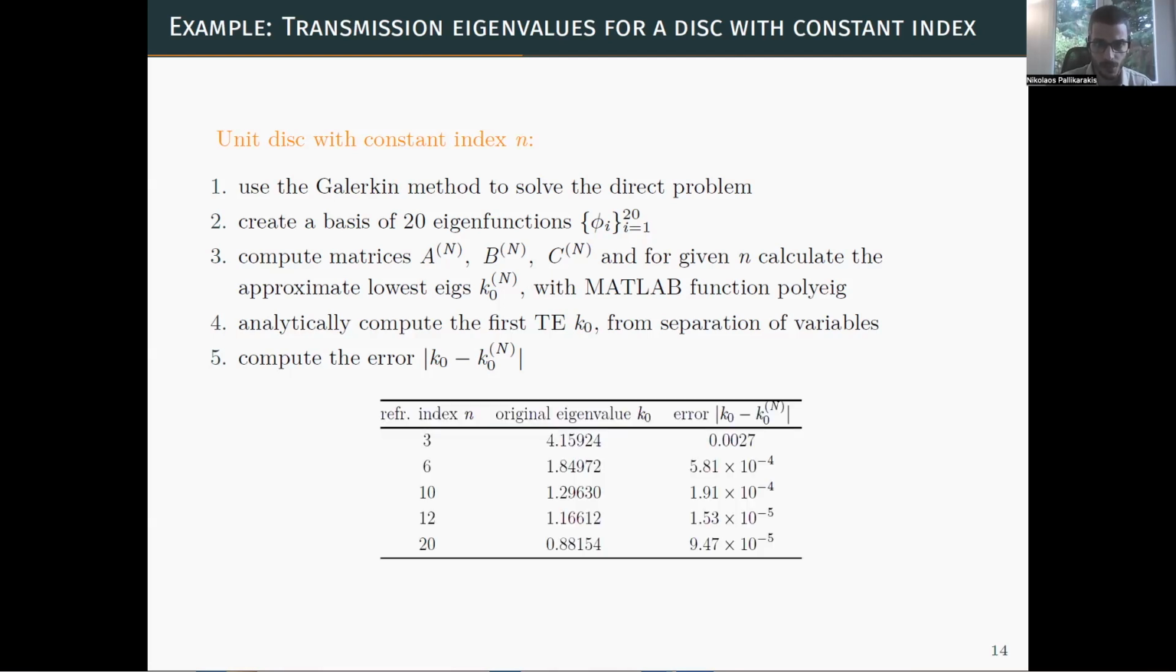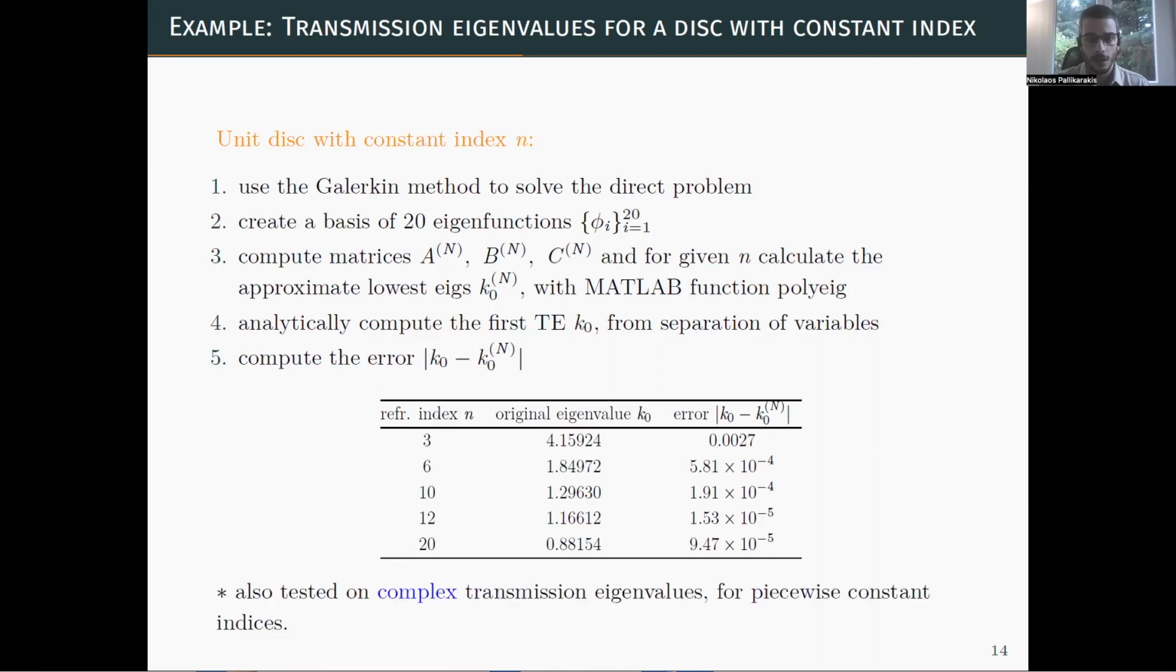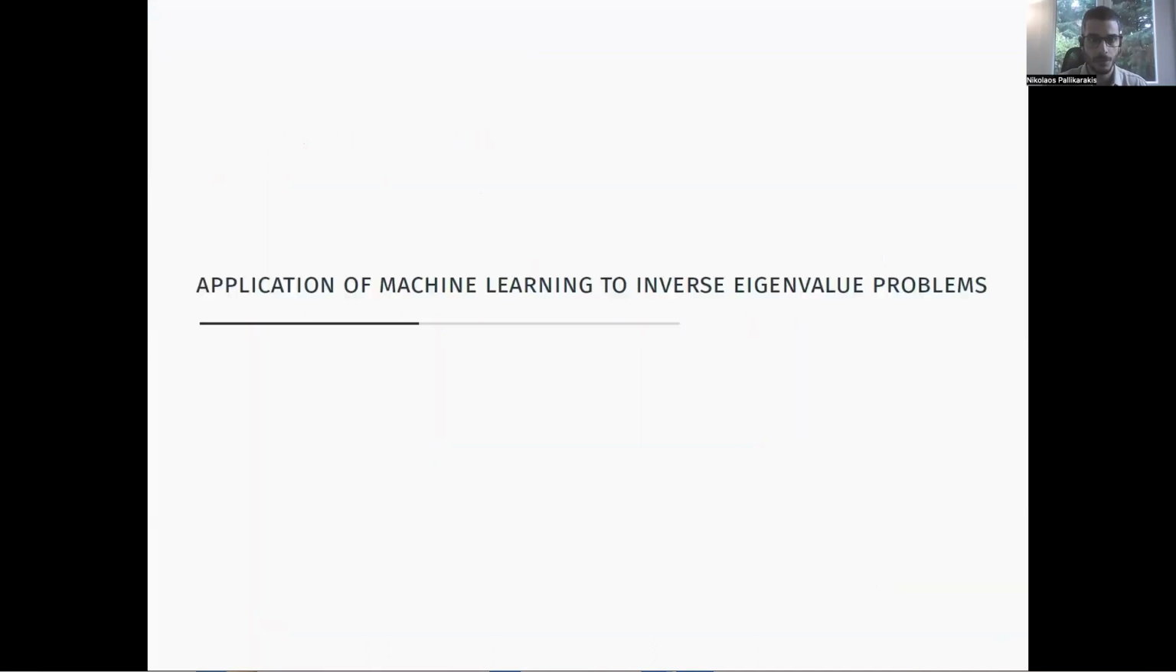Some examples are in the following table, where we see the original eigenvalue corresponding to some refractive indices of the unit disk, and the approximation error is very low, showing that our method works well in this simple case. Okay, and we also tested it in the complex case to get the complex transmission eigenvalues for constant and piecewise constant refractive indices. All of these results are found in this paper and in my thesis.